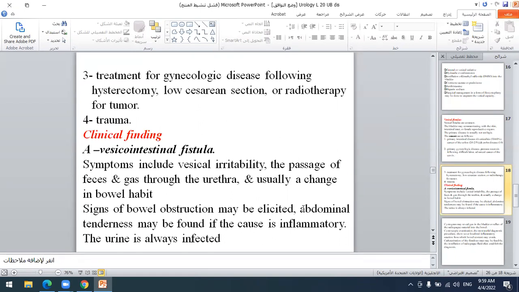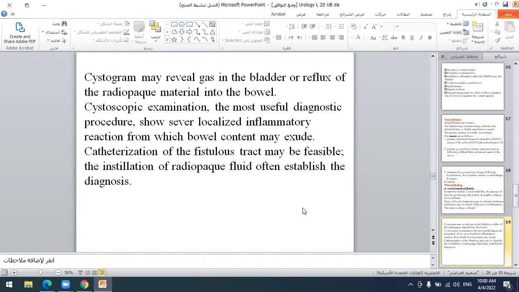Clinical findings. Vesicointestinal fistula symptoms include vesical irritability, the passage of feces or gas through the urethra, and usually a change in bowel habits. Signs of bowel obstruction may be elicited. Abdominal tenderness may be found if the cause is inflammatory. The urine is always infected. Cystogram may reveal gas in the bladder or reflux of radio-opaque material into the bowel.